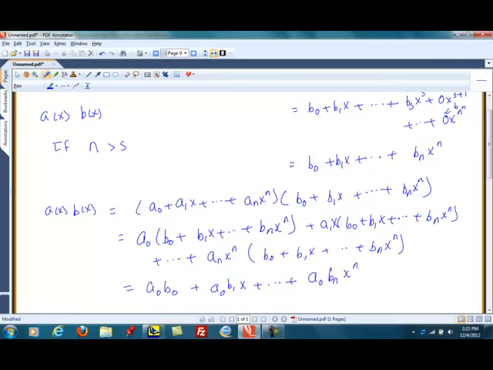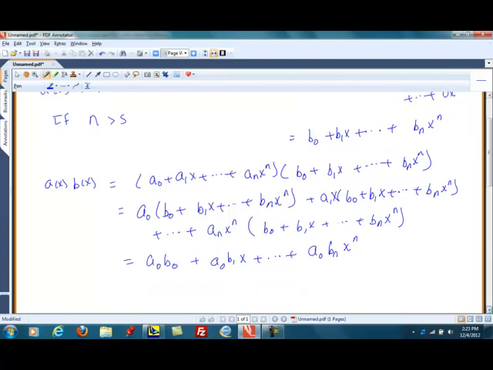Now distribute the second one through, a1x through. And so that's going to be a1 b0 x, and that's our x term, right? And then we're going to have an a1 b1 x squared.